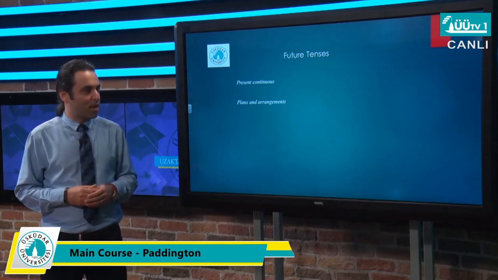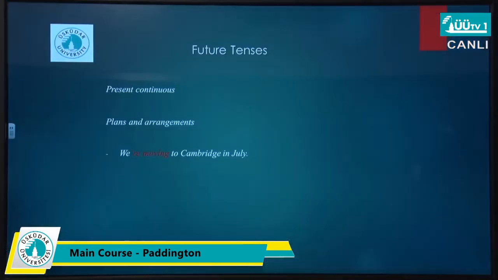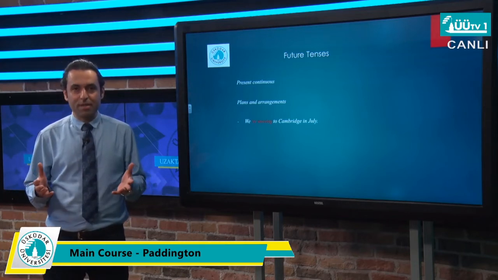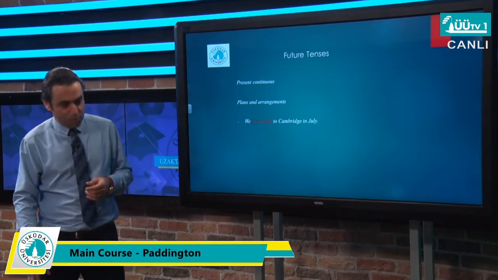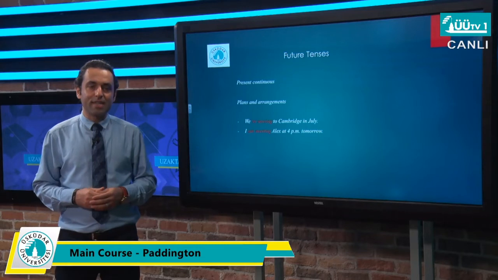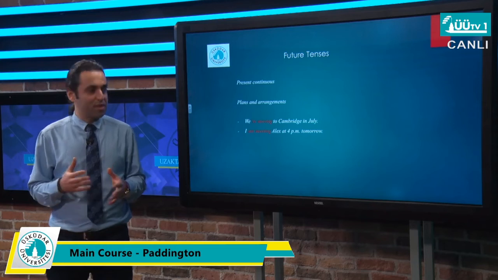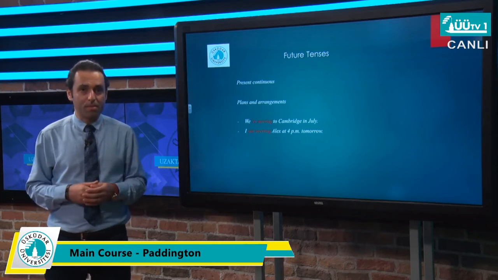These two examples that I brought can make it clear for you how different plan and arrangement might be. The first sentence says, we're moving to Cambridge in July. So it means that they have decided, they have even made a plan for moving to Cambridge in July. They have booked an apartment, a hotel or even a flight, so they definitely want to move to Cambridge. And the second one, I'm meeting Alex at 4 p.m. tomorrow. As you can see at the end of the sentence, we have 4 p.m. tomorrow. So that's something that has been arranged. And when we're talking about an arrangement, it's better to use present continuous to make it more probable.